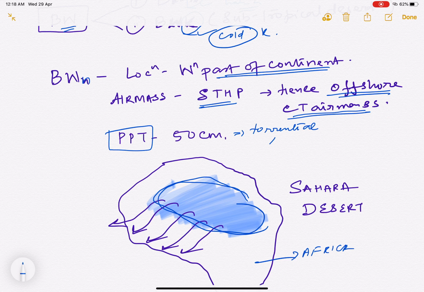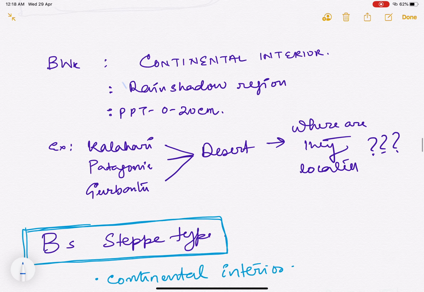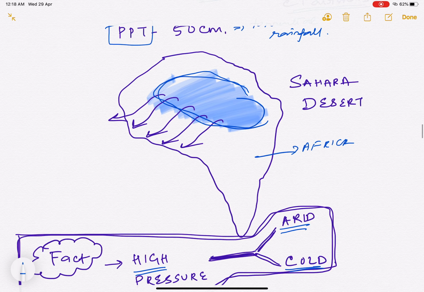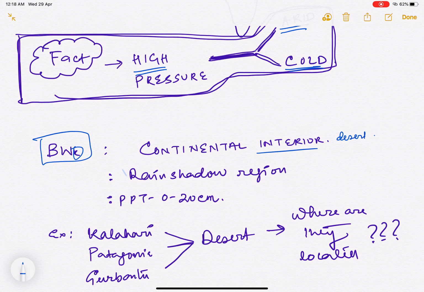What is torrential rainfall? Please refer to my notes. Everything is in my notes. No need to copy down anything over here. Just understand this. Next, we have the BWK. K means cold. It is nothing but your continental interior desert. This is nothing but your west margin desert. And this is nothing but your continental interior desert.